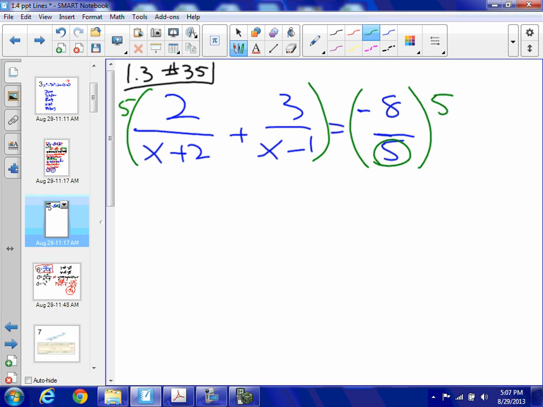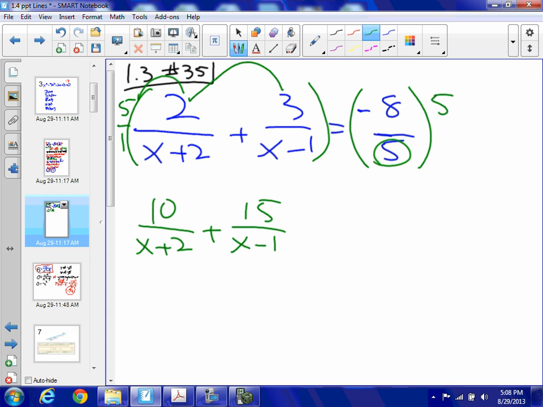You can't see me pointing. So I'm going to take my 5, which is the same thing as 5 over 1, and I'm going to distribute that to both terms in this expression right here. So I'm now going to have 10 over x plus 2 plus 15 over x minus 1 is equal to, my 5's cancel out, negative 8.